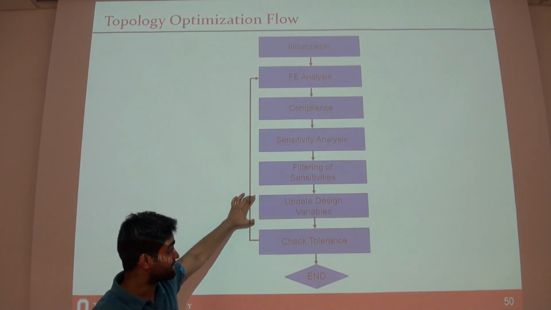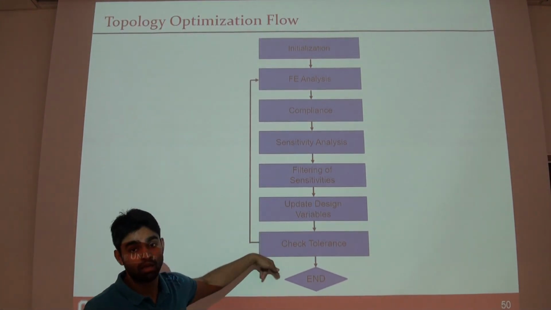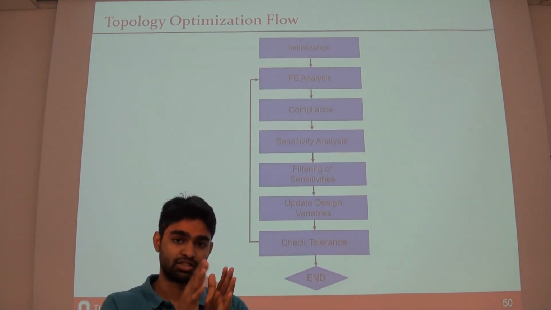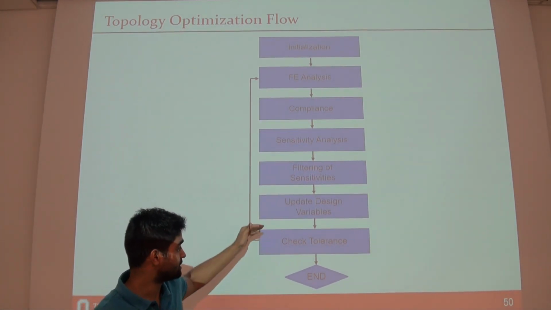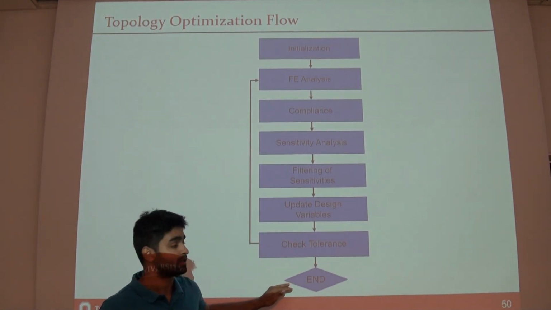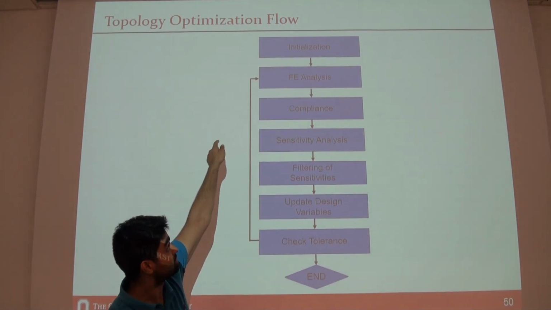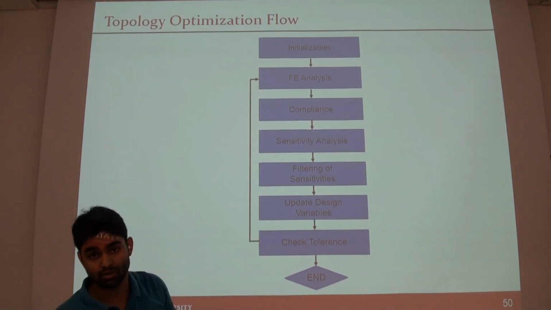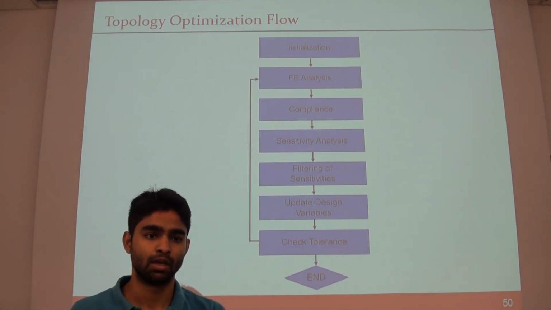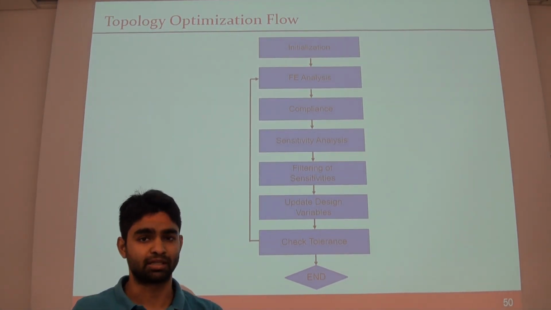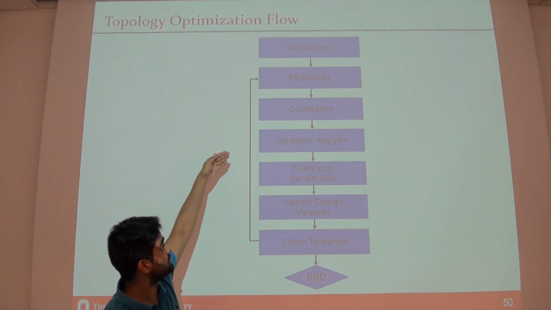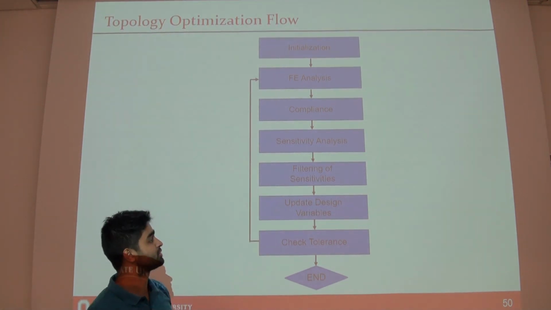So once we update the design variables, we check whether the update, or the delta of X, or the change in the density values, are within the tolerances or not. If they are, we end up with a final result. If they are not, we go back, run the finite element analysis, and so on and so forth. So that's the rough flow of topology optimization, irrespective of the code that you would use. But yeah, this is a standard process of topology optimization. Next.